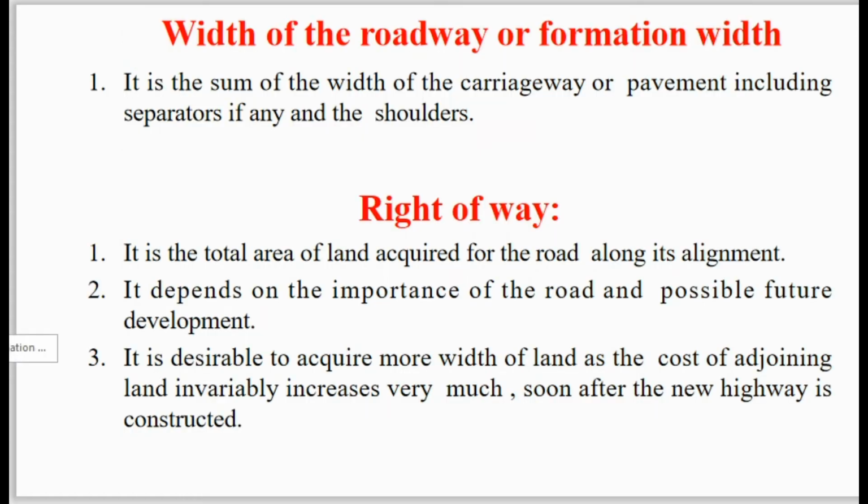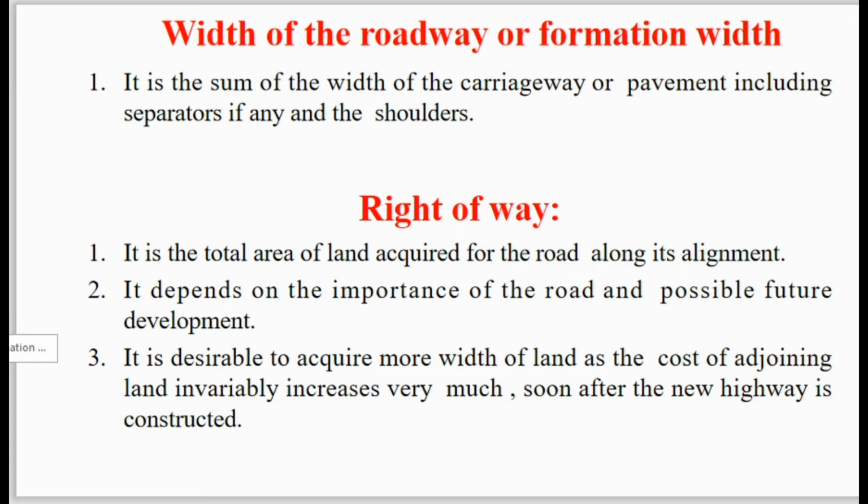Next is the width of roadway or formation width. The width of the roadway or the formation width can be defined as the sum of the width of the carriageway or the pavement, including the separators, if any, and the shoulders. That means it includes the shoulders at the sides, then the carriageway at the center, and the shoulders.